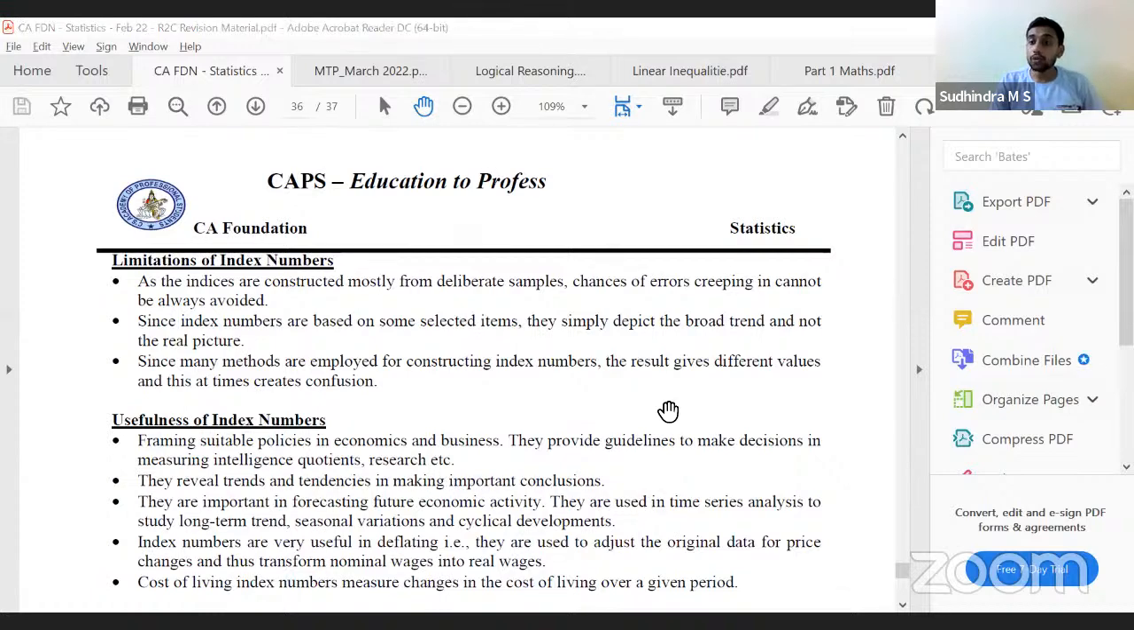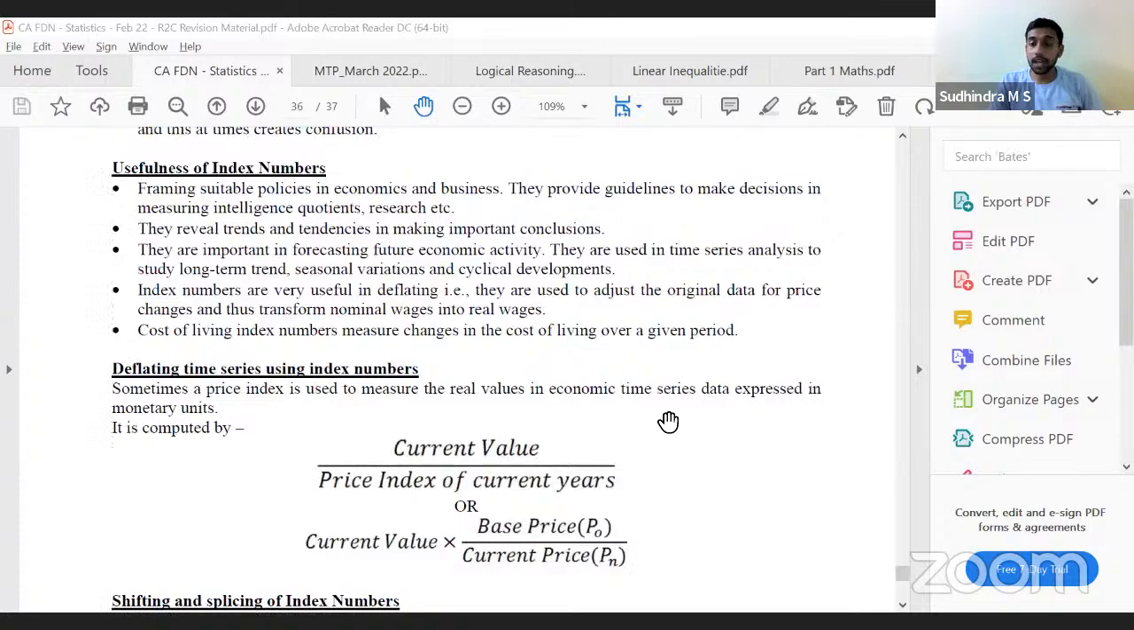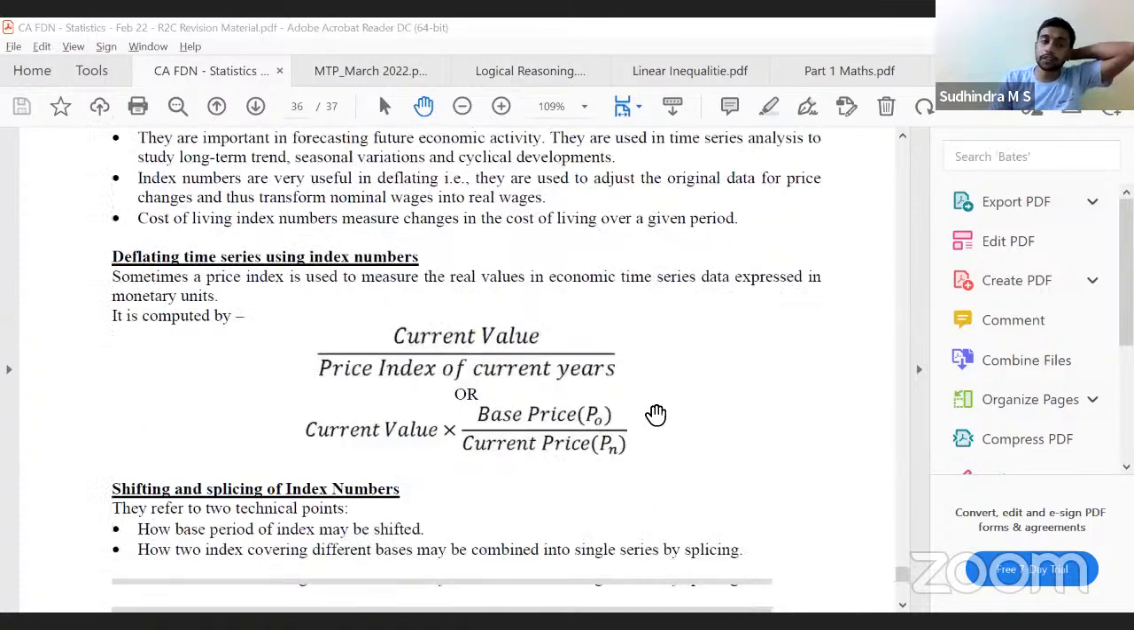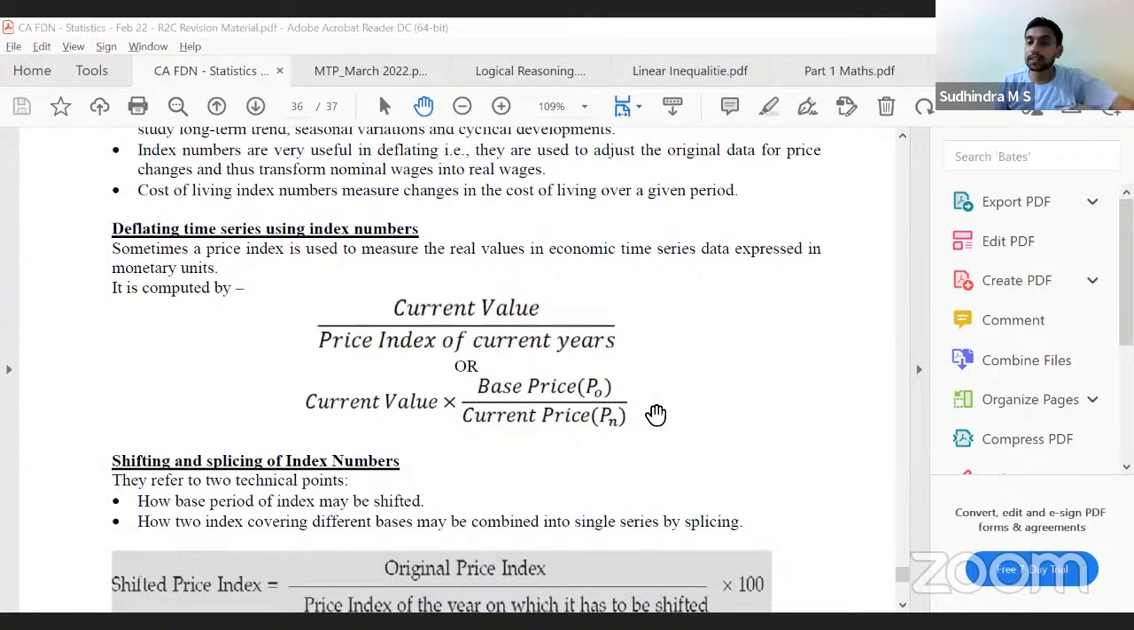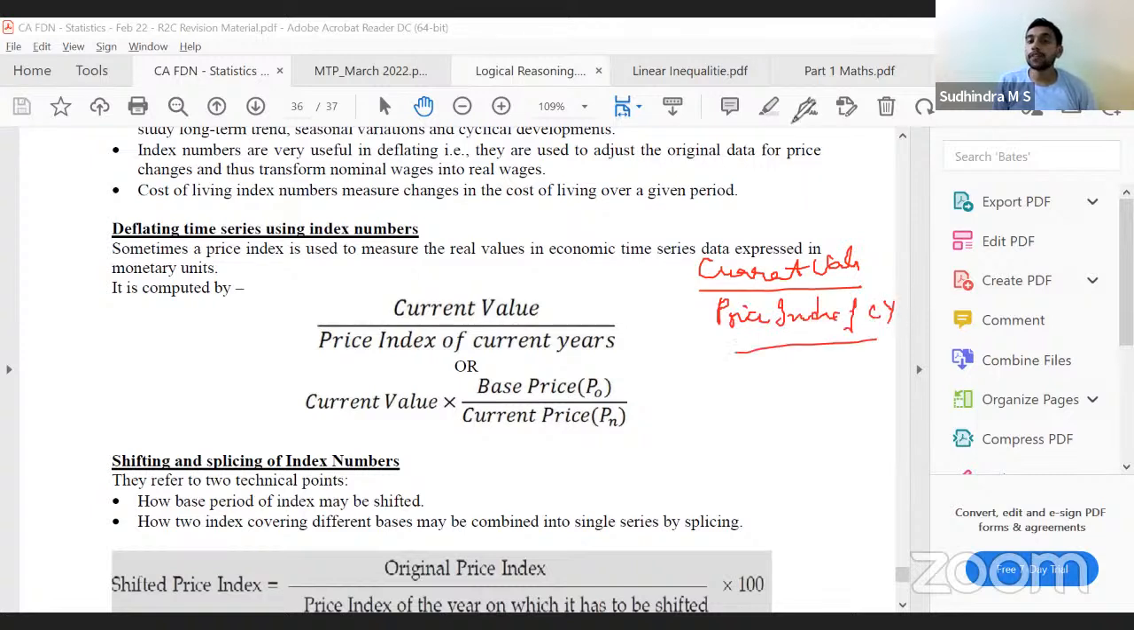These are the uses of index numbers. Now there are a couple of concepts here. One is deflating time series. Second one is shifting and splicing of index numbers. Deflating, I had just discussed. What is deflating? Calculating the current value in terms of real economic terms. So how do you calculate that? Current value divided by the price index of the current year will give you the deflated time series.